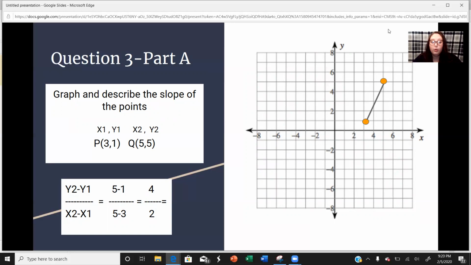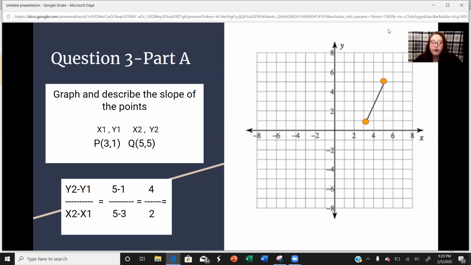So our y2 is going to be the second number in the second set of parentheses. So this is going to be 5. And it's going to be subtracting our y1, which is the second number in the first set of parentheses. And that's 5 minus 1. And then under that, it's going to be x2 minus x1.